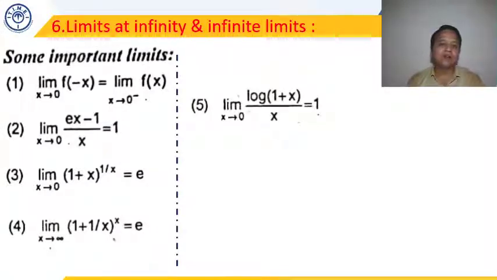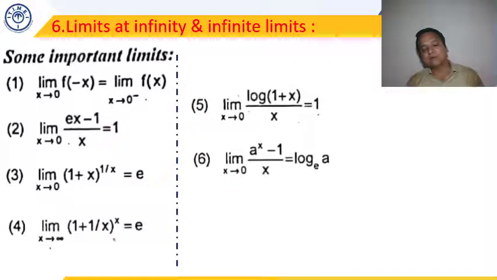Then we had limit of log of 1 plus x upon x when x tends to 0 is 1. And sixth, limit as x tends to 0 of a to the x minus 1 upon x is equal to log a to the base e. So limit of a to the x minus 1 upon x when x tends to 0 is log a to the base e. These are a few standard results we have. You should remember these results.